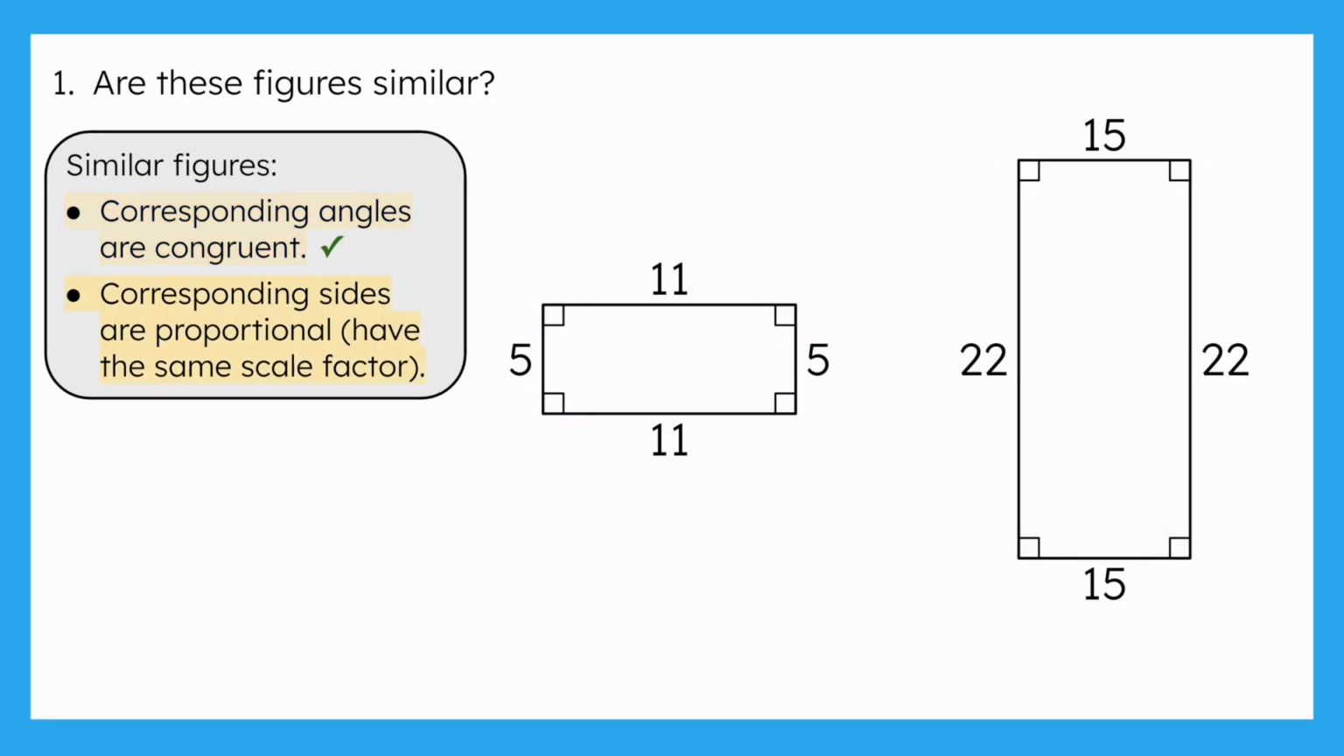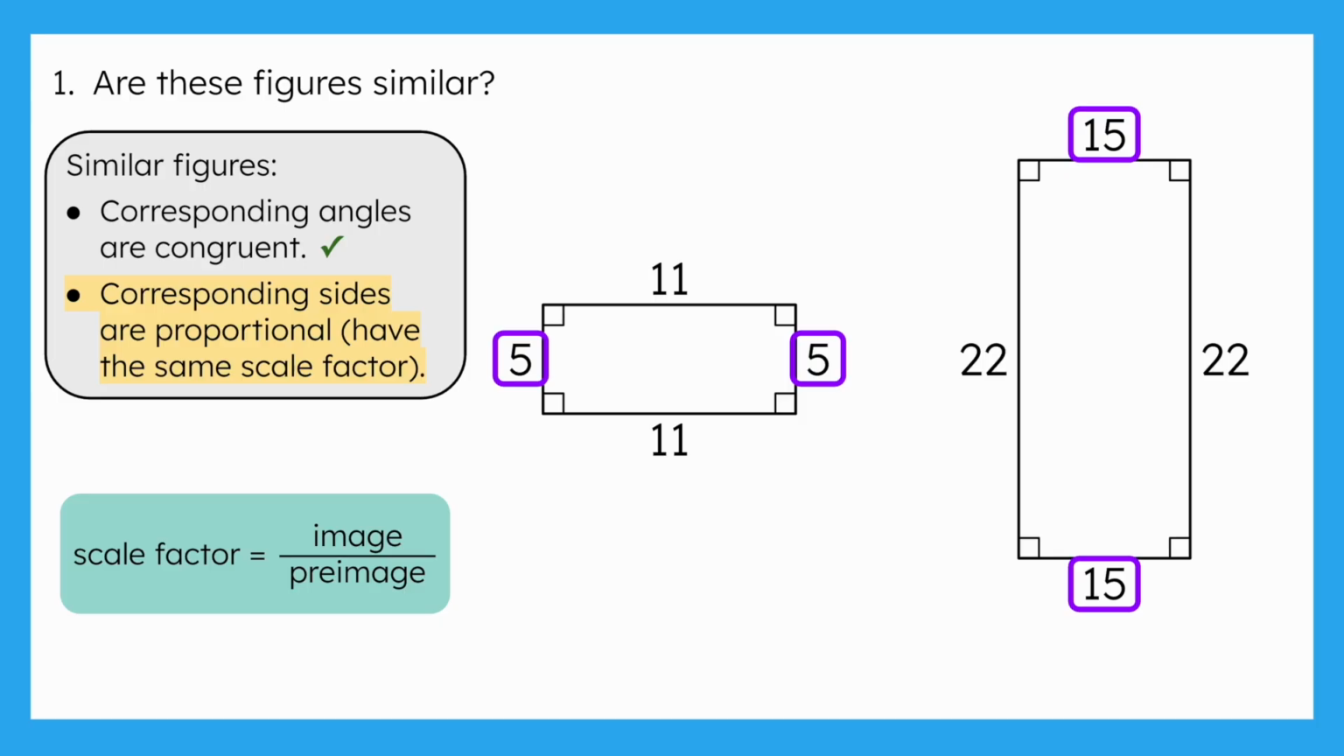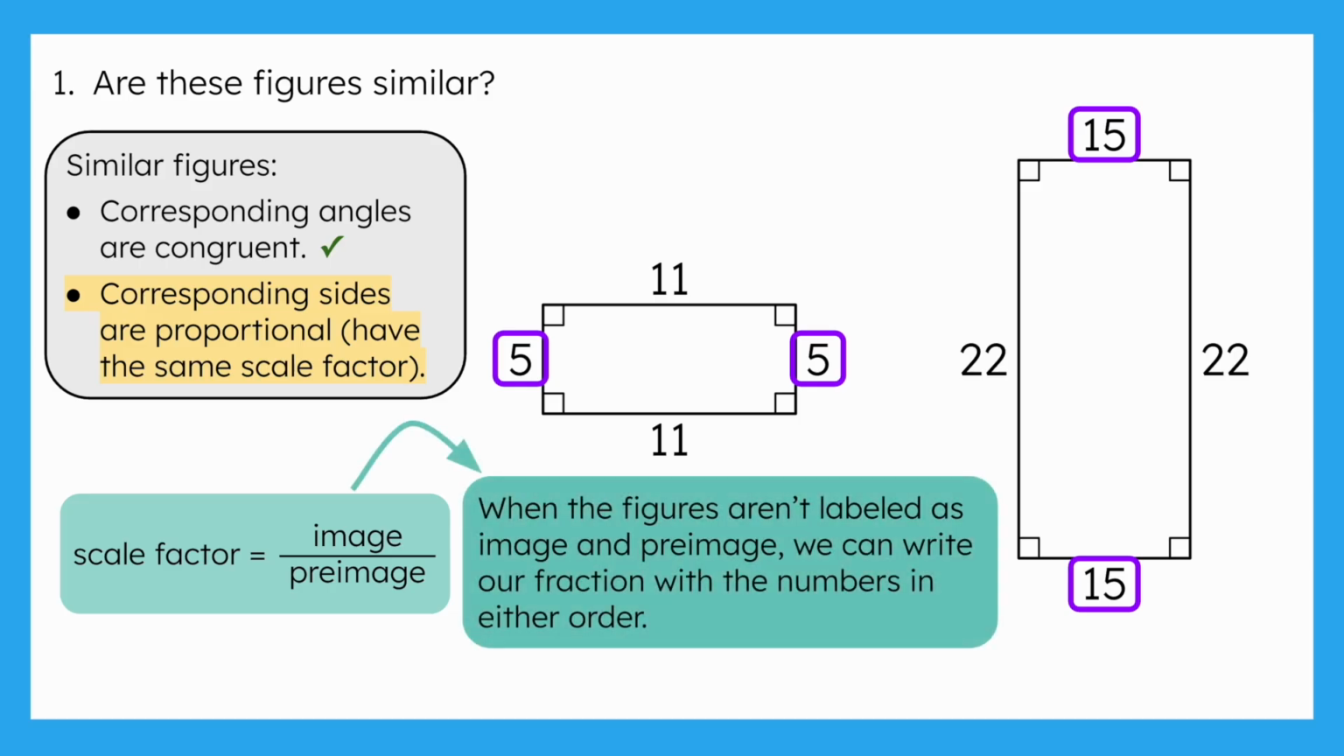What about the sides? Are the corresponding sides all related by the same scale factor? Let's see here. What sides correspond with the 5s? Yep, the 15s, since they're the short sides of each rectangle. What is the scale factor between these sides measuring 5 and 15? Well, because the figures aren't labeled as image and pre-image, we can write our fraction with the numbers in either order. We just have to be consistent when we check the other corresponding sides, meaning that if we put the bigger figure's side lengths on top, we need to do that for all the sides we compare.